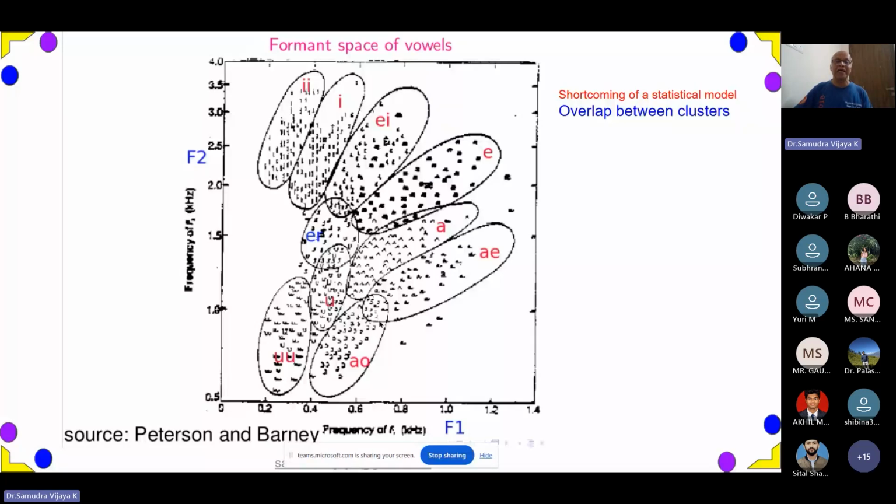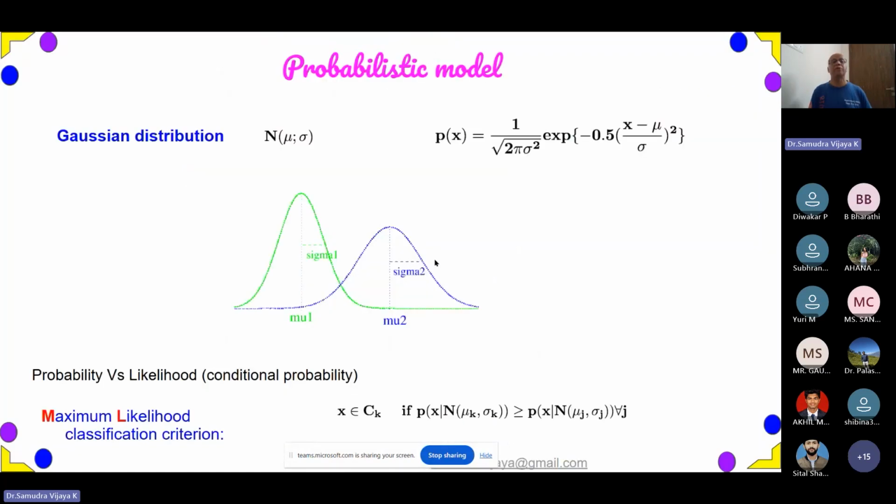So, we should be able to say that a point here is A with the probability 0.8 and O with the probability 0.2 because it is more towards the A. On the other hand, a point here is O with the probability 0.7 and A with the probability 0.3. We should be able to say that. So we need a probabilistic model. And one of the common models is Gaussian distribution, whose probability density function expression is given here.